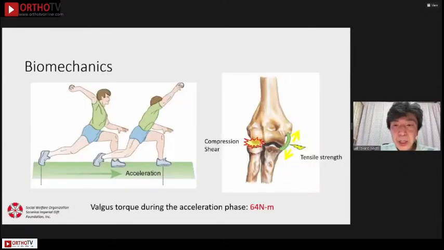Biomechanics. In throwing motion, from cocking to acceleration phase, violent torque and rapid extension force are generated, resulting in compression and shearing force to the radiocapitellar joint. This repetitive overload results in cartilage and osteochondral fractures.